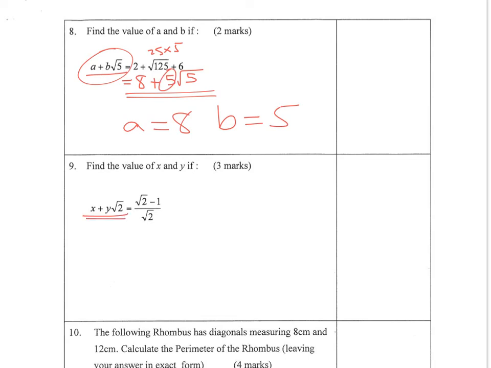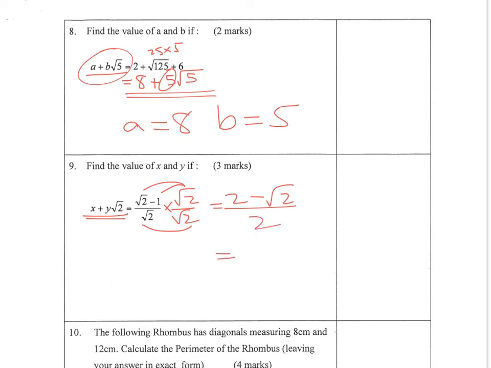Now that doesn't have a denominator, so what we're going to do is rationalize this denominator by times it by itself. So we get root 2 times root 2 is 2. Negative 1 times root 2 is negative root 2. Root 2 times root 2 is 2.